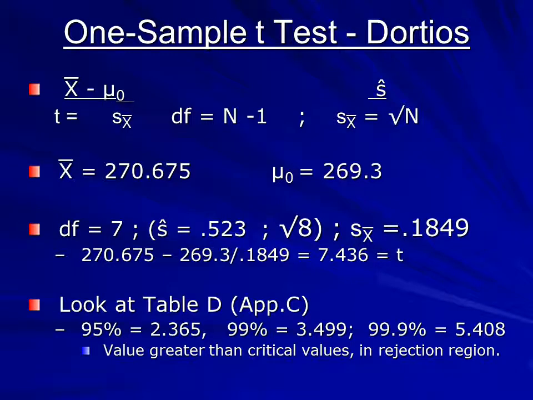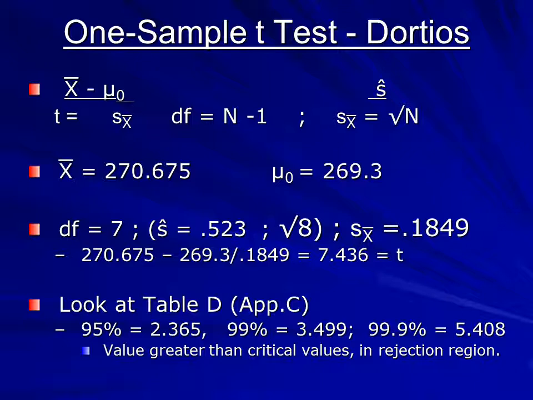So again, let's go back to this Doritos example and be more specific. Our average of 8 bags was 270.675, whereas they claimed it was 269.3. We've got our degrees of freedom of 7, talked about that before, our n was 8 minus 1, so that's where we got the 7. S hat, again, you should look it up in your homework if you're going to find it. It'll be given to you on quizzes, because we're not calculating that anymore, so you've got the S hat over here, 0.523. You put that into the equation with the denominator, the square root of 8. You get the standard error of the sample, 0.1849.